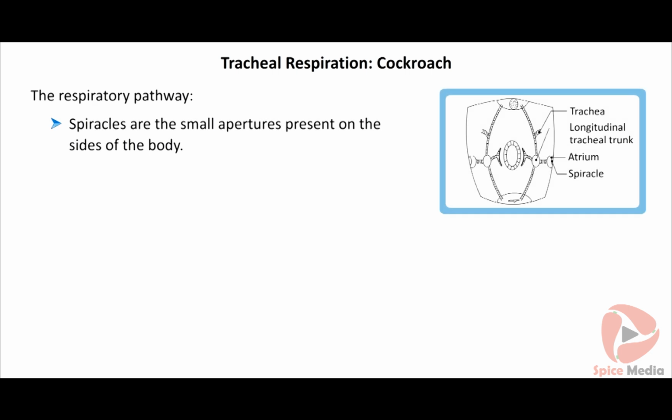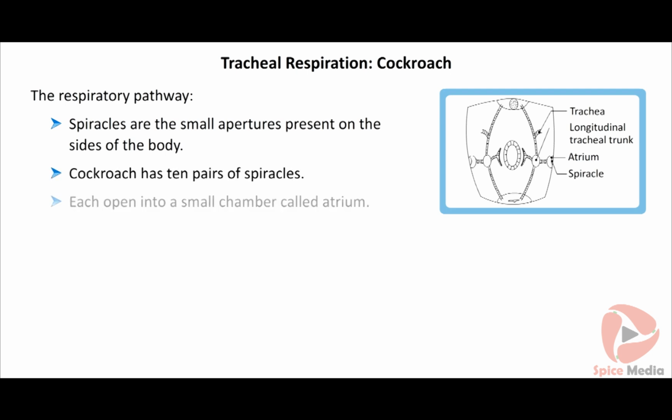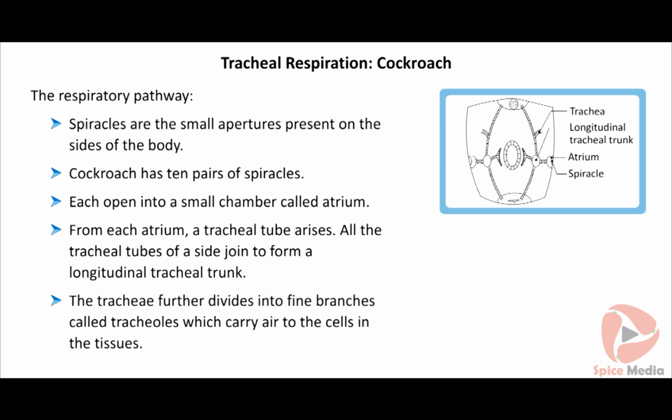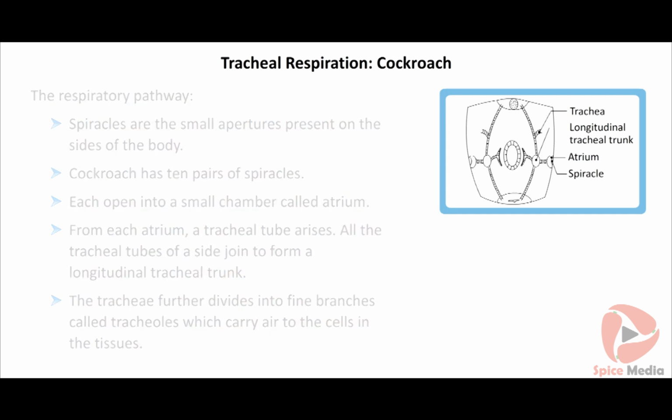Spiracles are the small apertures present on the sides of the body. Cockroach has 10 pairs of spiracles, each opening into a small chamber called the atrium. From each atrium, a tracheal tube arises. All the tracheal tubes of a side join to form a longitudinal tracheal trunk. The trachea further divides into fine branches called tracheoles, which carry air to the cells in the tissues.